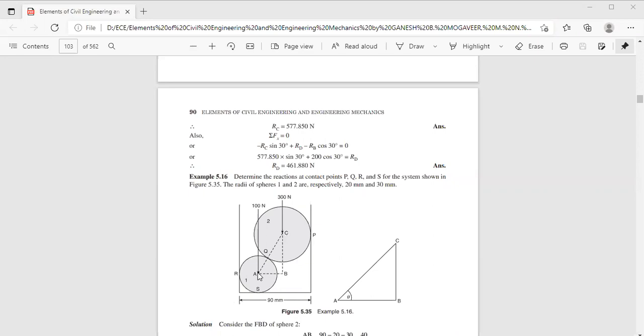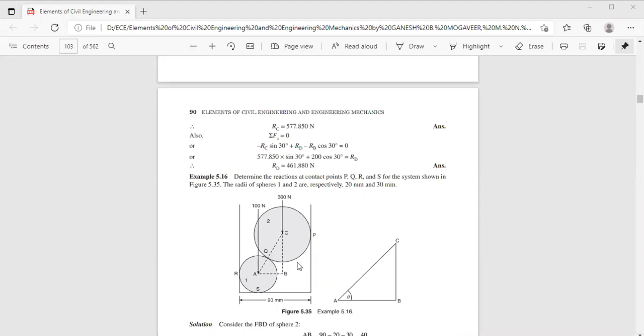Now if you join the centers of these two spheres, that is line AC, this is the center of sphere 1 and center of sphere 2. If you join this, and this is the radius of sphere 1, 20, 20 plus 30. So this length AC is 50 millimeters and AB is 40 millimeters. So now you can apply cos theta. Cos theta is AB divided by AC, that is AB is 40 millimeters, divided by 50.